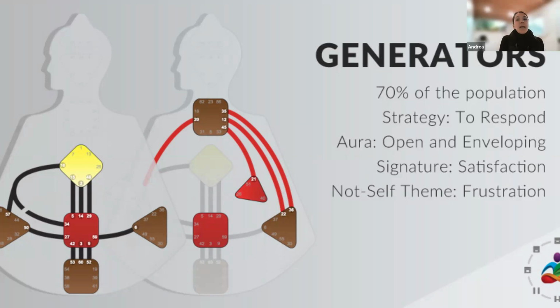Signature, again, so when they're in alignment, they feel satisfied. But when they're not in alignment with what lights them up, and they're saying yes to things that they don't actually want to do, then they'll feel frustrated.